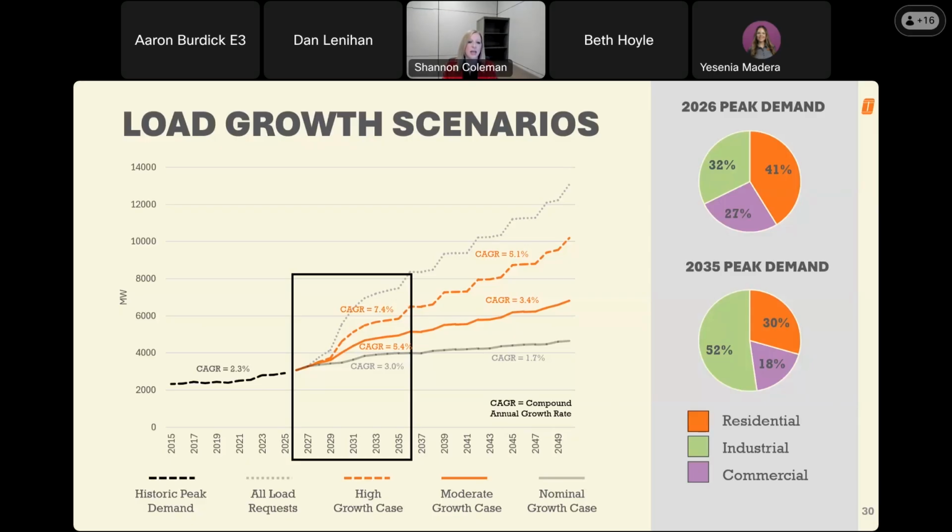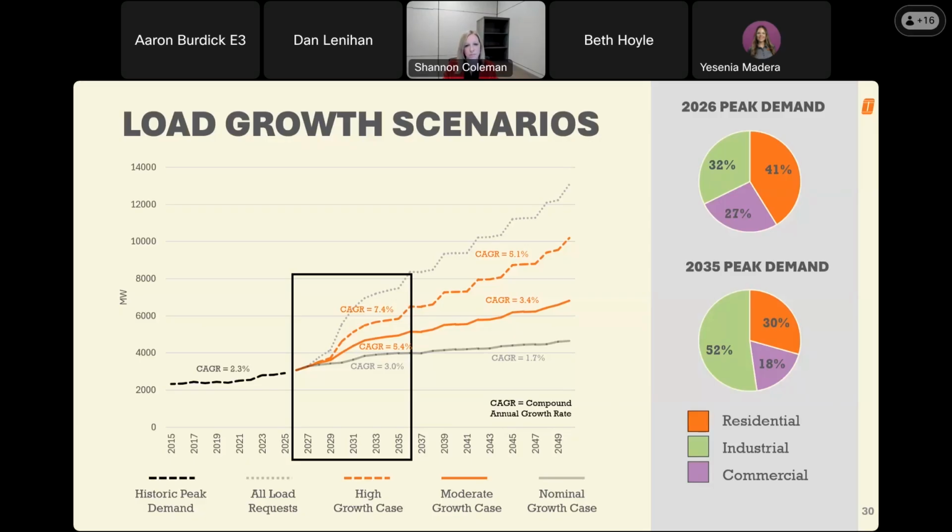The next highest line in solid orange is the moderate growth case. This case includes a lower percentage of current and potential load requests and is intended to represent firm customer commitments plus a moderate projection of requests that we may see come to us in the future. The moderate growth case grows at a rate of 5.4% over the next 10 years and then 3.4% from that point through 2050.